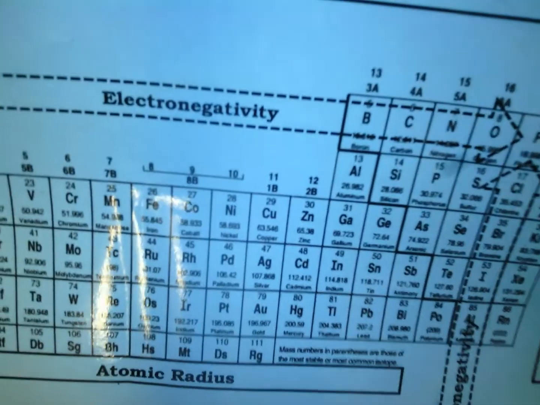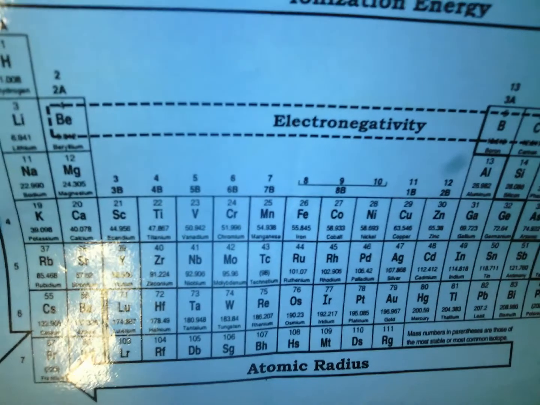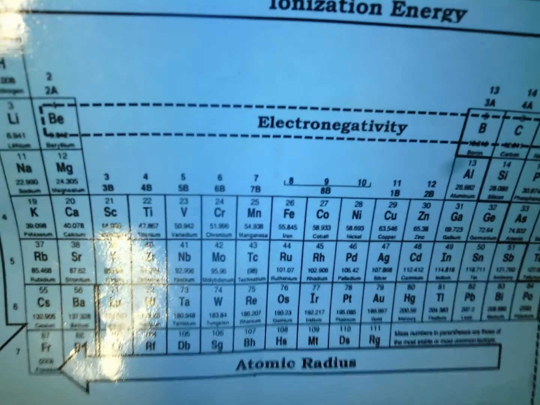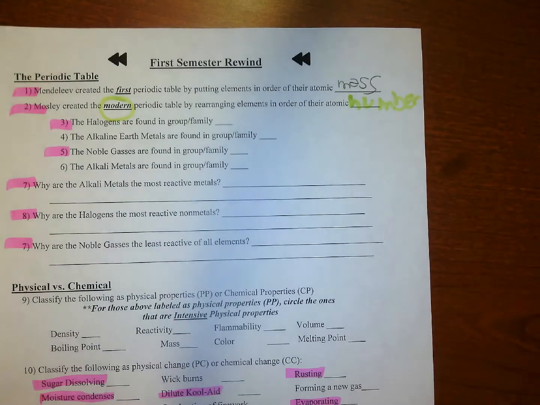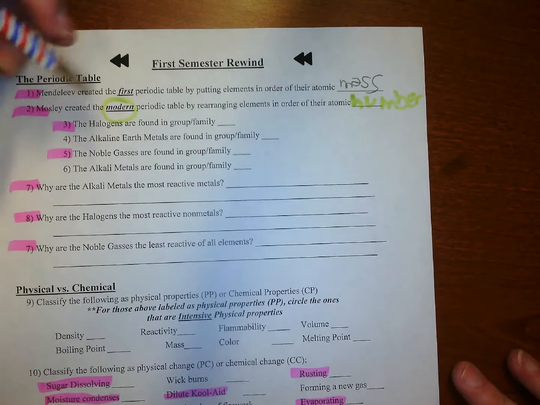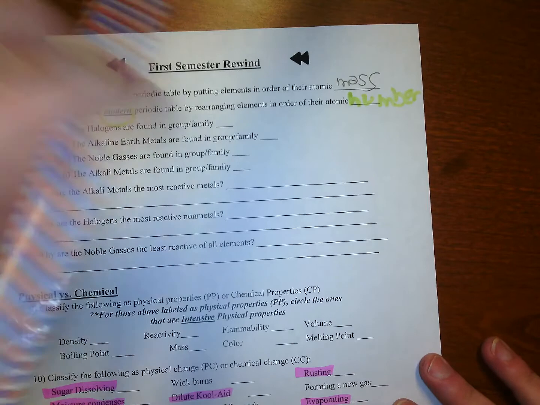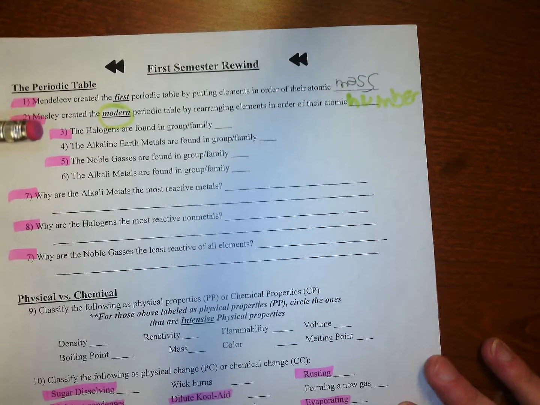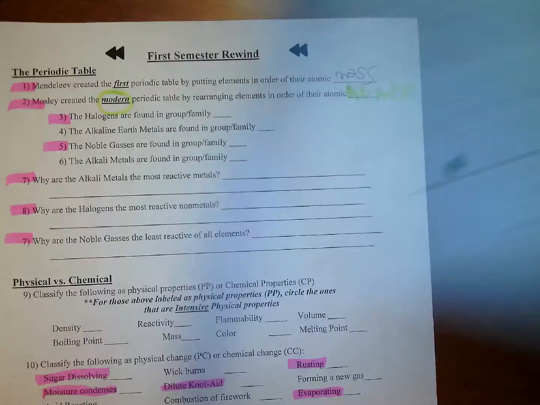I'm trying to find one of my good examples here where it gets out of order. Well, trust me on this one. It's there. I'll find an example in a minute. Maybe I'll write that down as a bonus. But so Mendeleev did the first one by mass. Moseley created the modern one, the one we follow today, by atomic number / protons, right? Because that's the same thing.